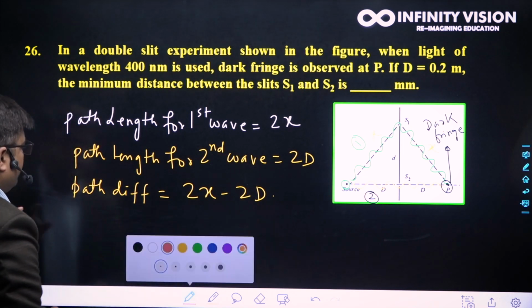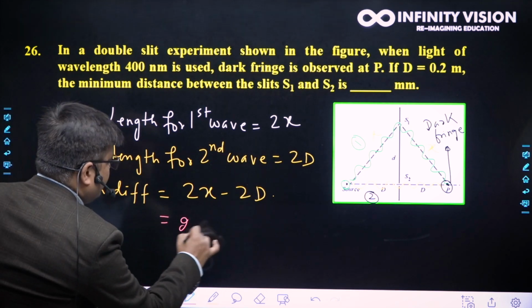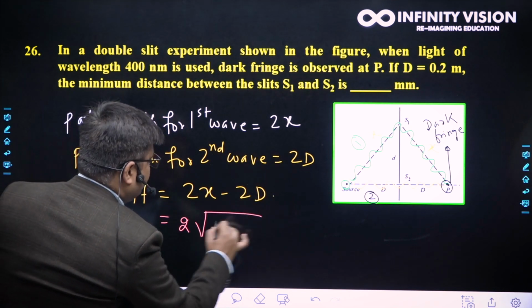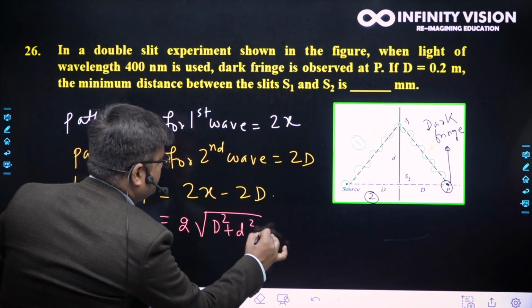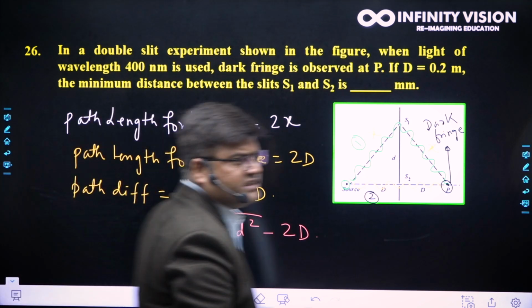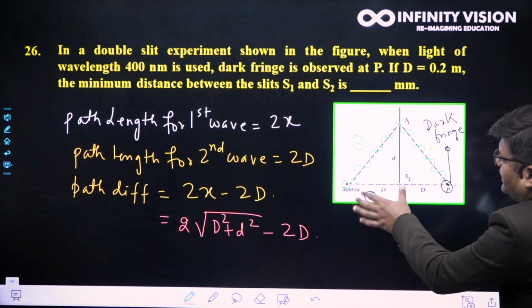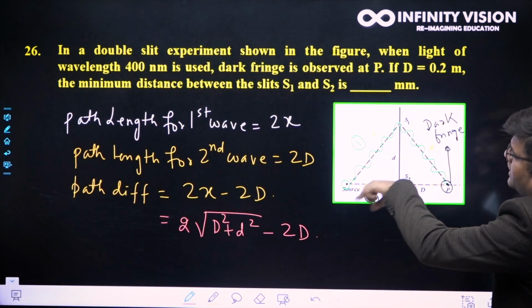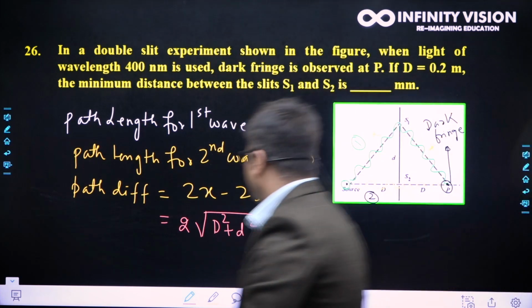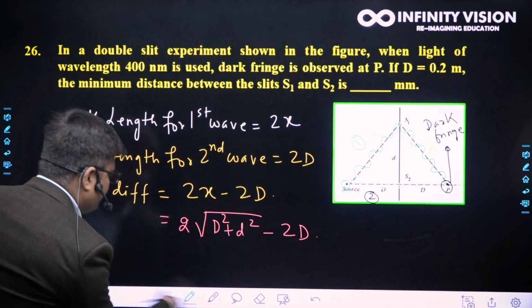Now the point is that if we can calculate x in terms of capital D and small d, then it will be under root capital D square plus small d square, minus 2d. Using just Pythagoras theorem, this is capital D, this is small d, so naturally the hypotenuse will be under root capital D square plus small d square. So this is the path difference.